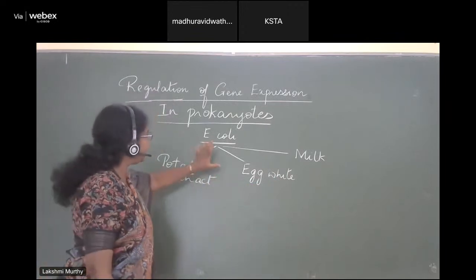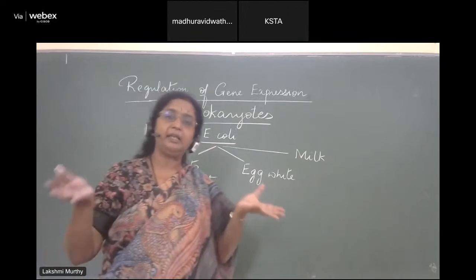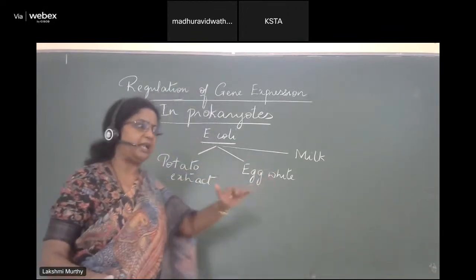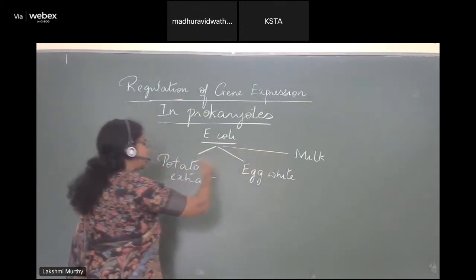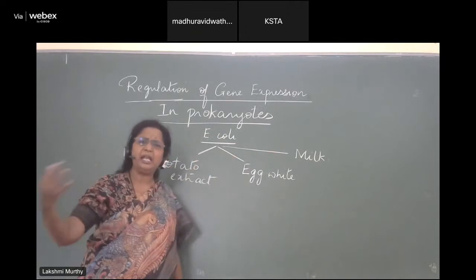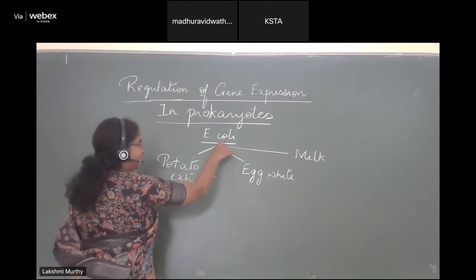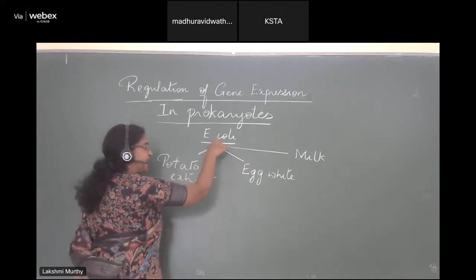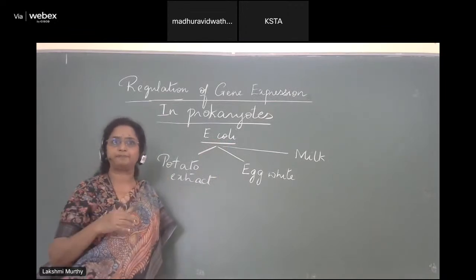Right? Now, think about E. coli. E. coli does not know what kind of environment it will get, what kind of nutrition it will get, it has no clue. Right? Someday, some of the cells may come in contact with egg white or milk or potato extract or meat and so on and so on. Right? Now, E. coli cannot be making starch breaking enzymes on a daily basis in the anticipation that it may need starch.